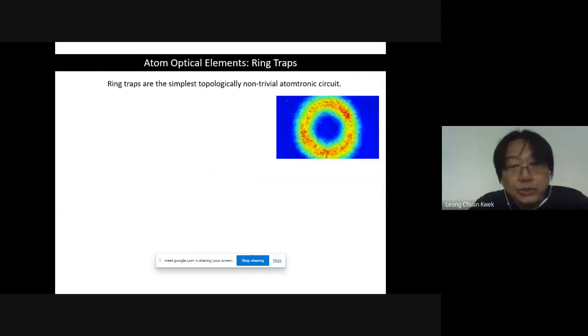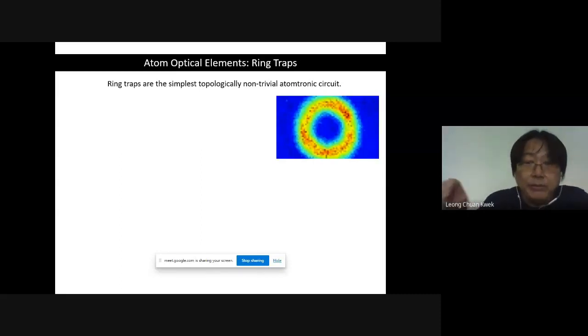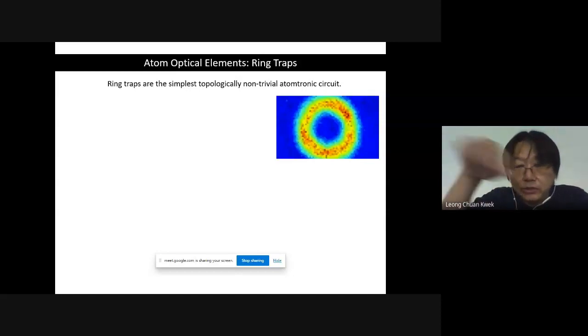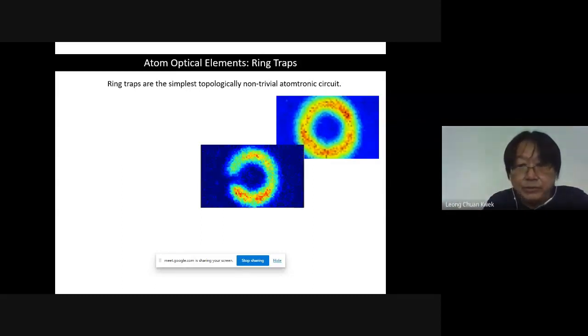You can also do atom trapping in terms of toroidal structures. So these are optical traps. Imagine that there is this toroid, and then the atoms are free to move round this toroid. I'll come back to that later. It forms what's also called persistent current.